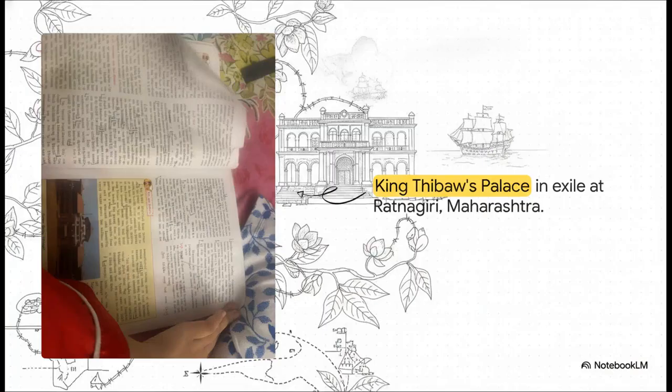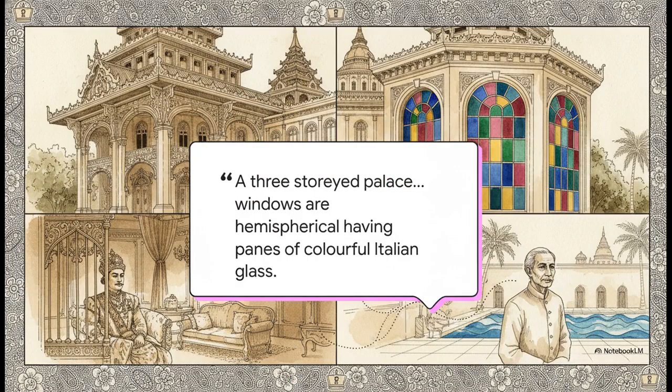Now, here is a fascinating historical micro-narrative for you. What exactly do you do with a conquered king once you've taken his country? To ensure he couldn't stick around and organize a rebellion, the British imprisoned King Thibaw of Myanmar and exiled him entirely out of his country. They relocated him all the way to Ratnagiri in Maharashtra, India. They kept King Thibaw under strict house arrest, sure, but they built him this ridiculously luxurious 3-story palace to live in.